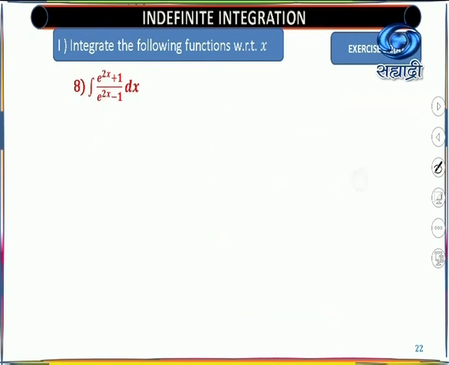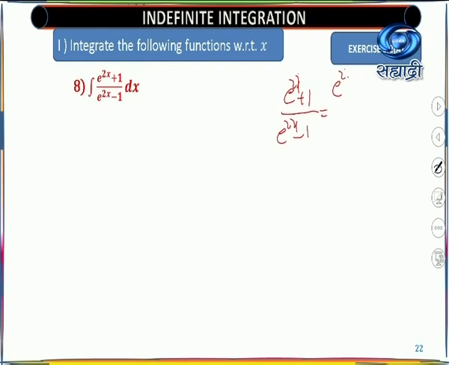Okay, we'll start with our function. We'll start with the next example. Your next example is the integral of e raised to 2x plus 1 upon e raised to 2x minus 1 dx. As this function is exponential, we need to simplify this function first, that is e raised to 2x plus 1 upon e raised to 2x minus 1. We don't want the 2x in both numerator and denominator, so we'll divide numerator and denominator by e raised to x.